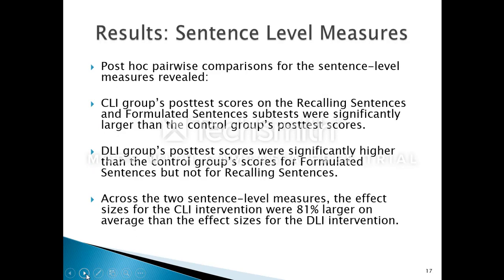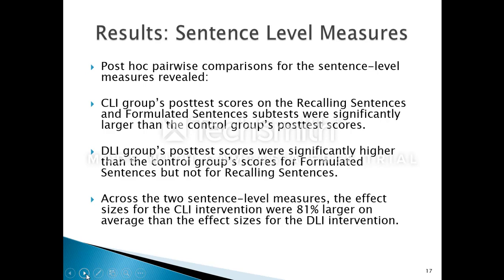Okay, the results of the sentence level measures are as follows. Post hoc comparisons for the sentence level measures revealed the CLI group's post-test scores on the recalling sentences and formulating sentences subtest were significantly larger than the control group's post-test scores. DLI group's post-test scores were significantly higher than the control group scores for formulated sentences, but not for recalling sentences.